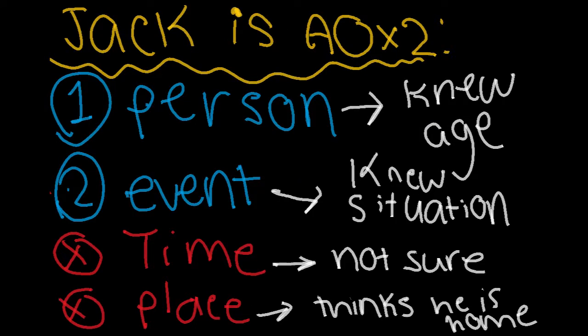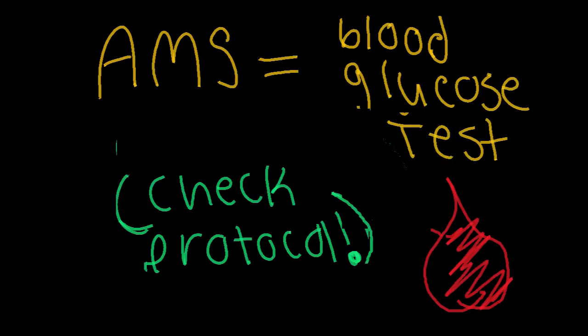Okay, so our patient is considered A and O times 2. A meaning alert, O meaning oriented, and times 2 because he answered 2 of the questions correctly. And according to my state's protocol, we can take a blood glucose reading for any patient who is not alert and oriented, which would be this patient since he couldn't answer 2 of the questions. But again, follow your state's protocol because in some states, BLS providers cannot take a blood glucose reading.